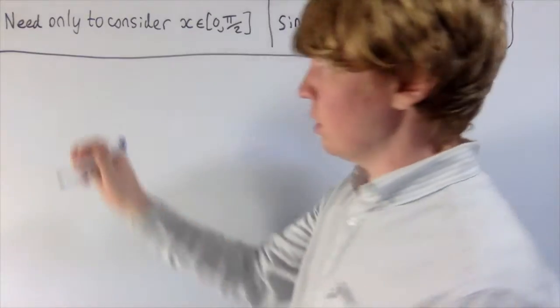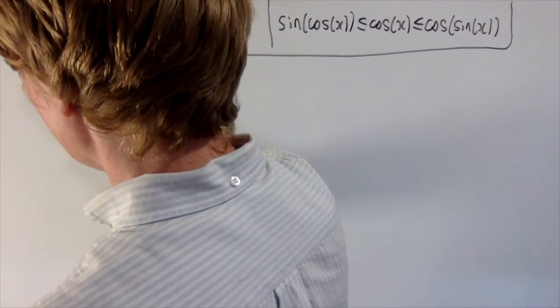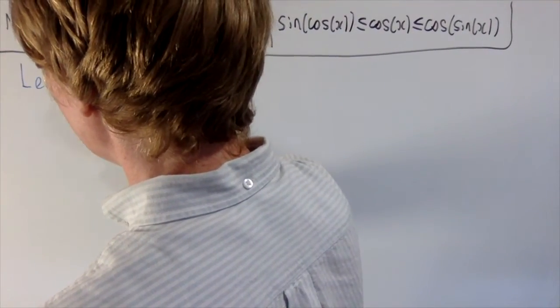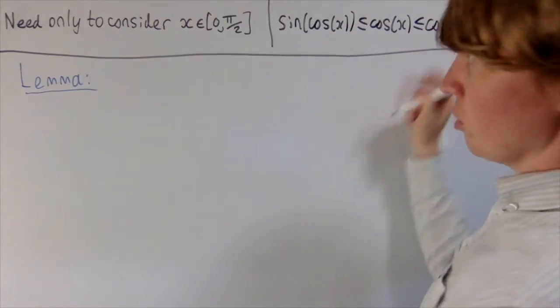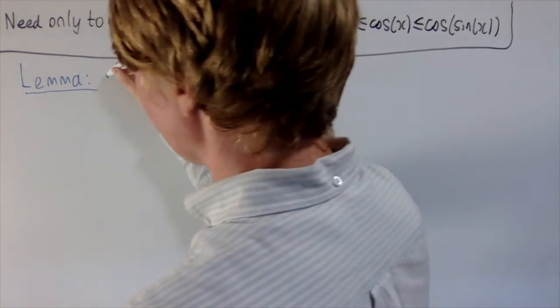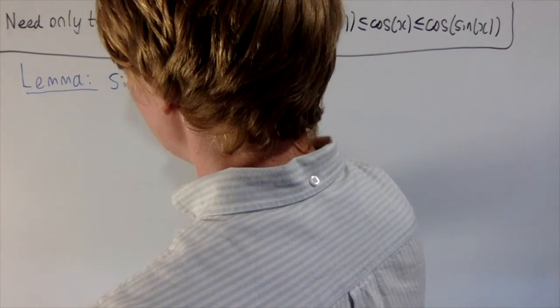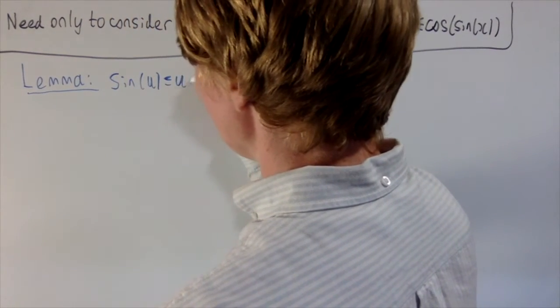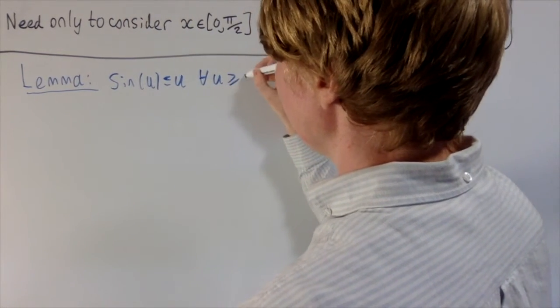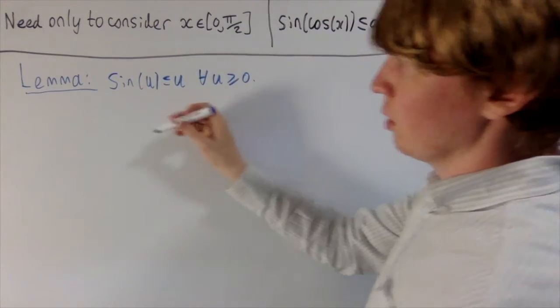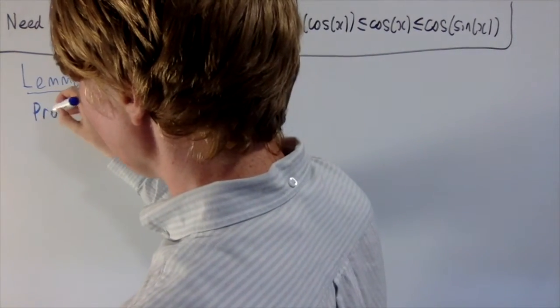And just before we get started, I'm going to introduce a lemma which is going to be really helpful for proving actually both of these inequalities here. And this is a well-known inequality that sine of u is always less than or equal to u for all u greater than or equal to 0. And let's include a quick proof of this.